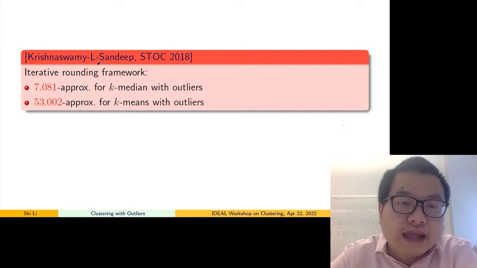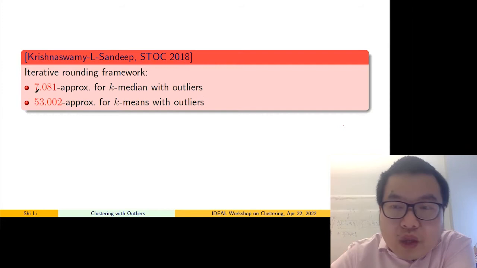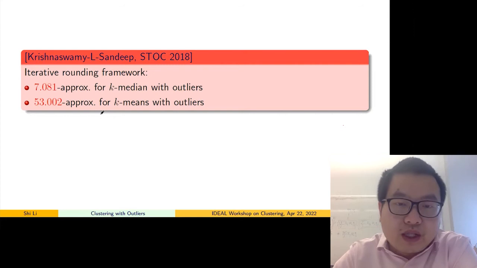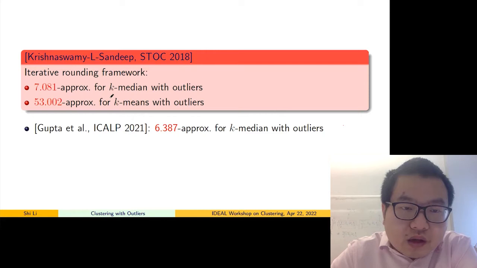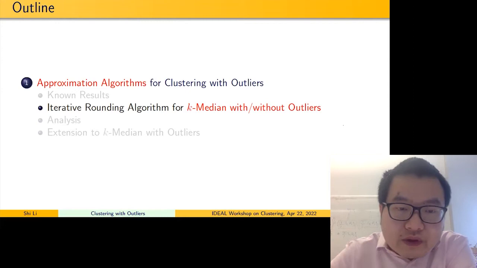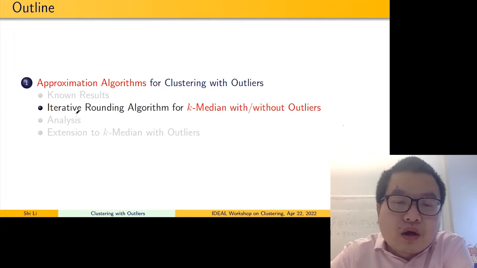So our framework is a unified framework. It works for K-median and K-means, or in general, the L_p norm of the connection distances. So for the K-median with outliers problem, we gave a 7.081 approximation. And for K-means with outliers, the approximation ratio is roughly 53. Notice that this approximation ratio for K-median with outliers has been improved recently by Gupta et al. to the ratio of 6.387. So in the remaining part of the talk, I'm going to first introduce the iterative rounding framework for our clustering problems, and then we show the analysis.